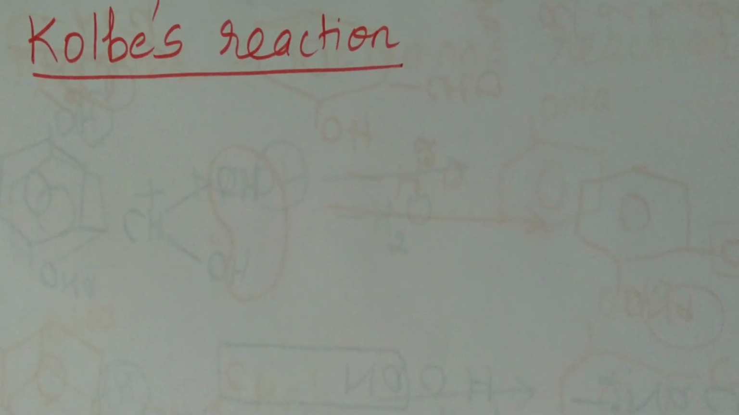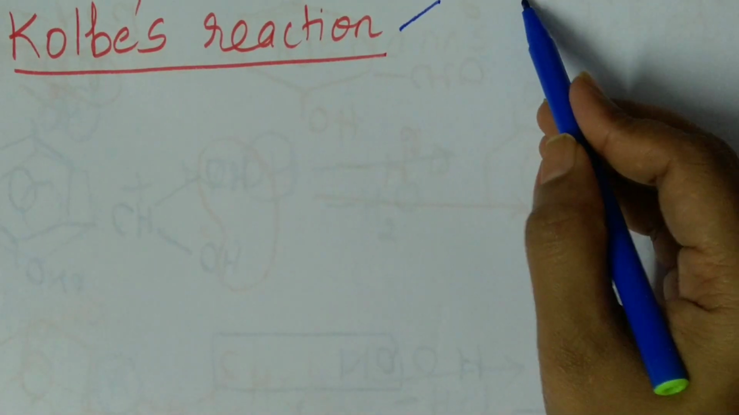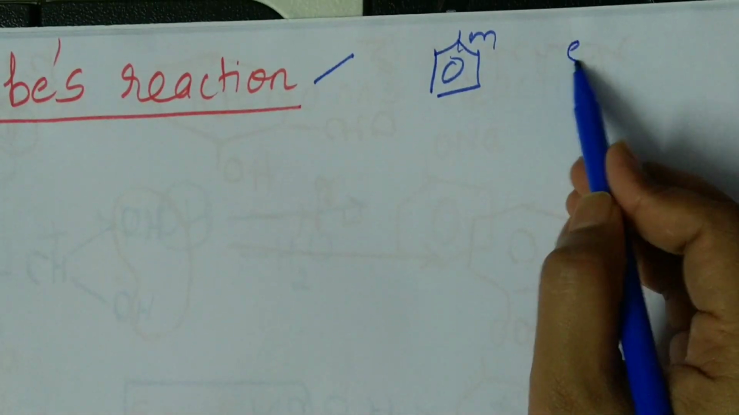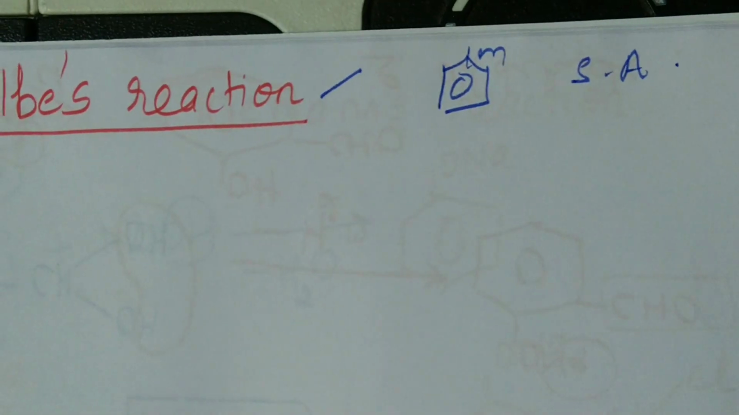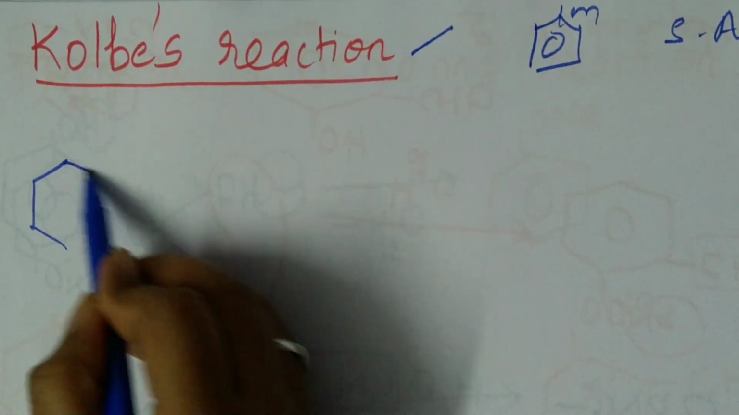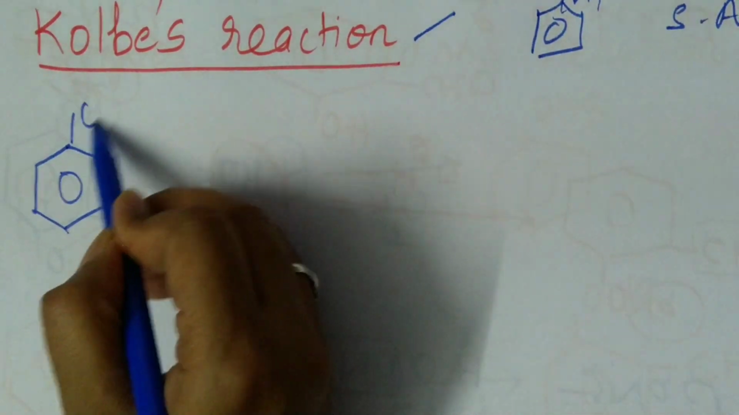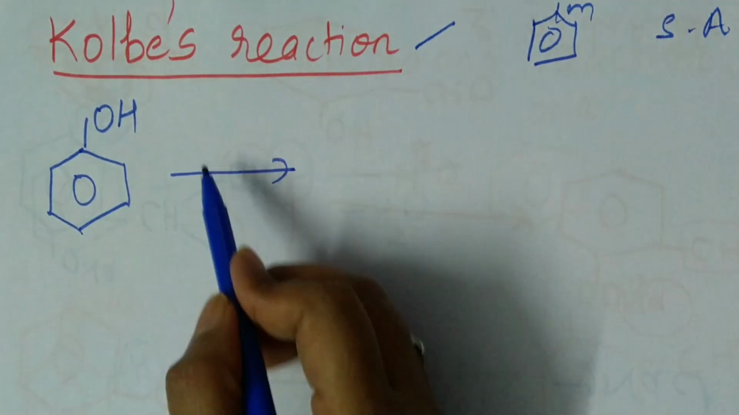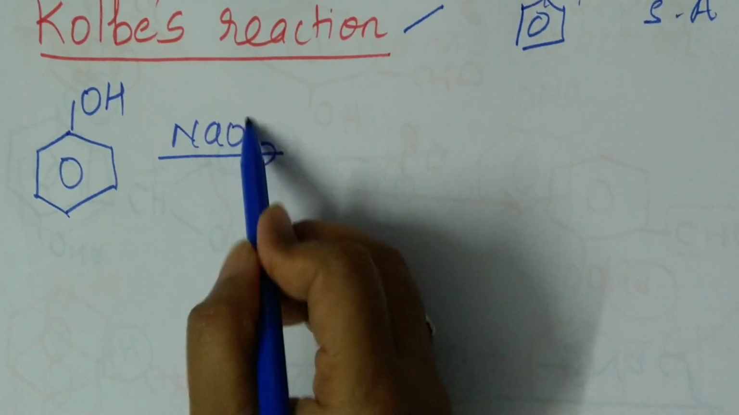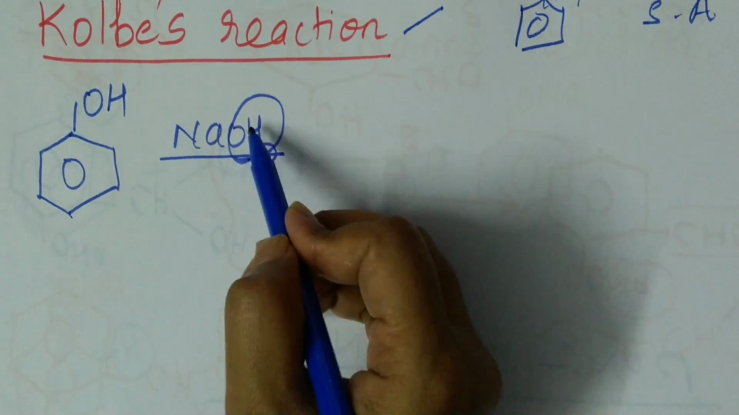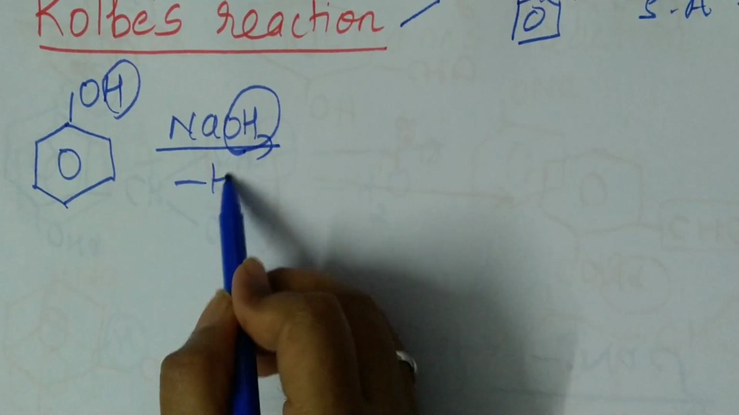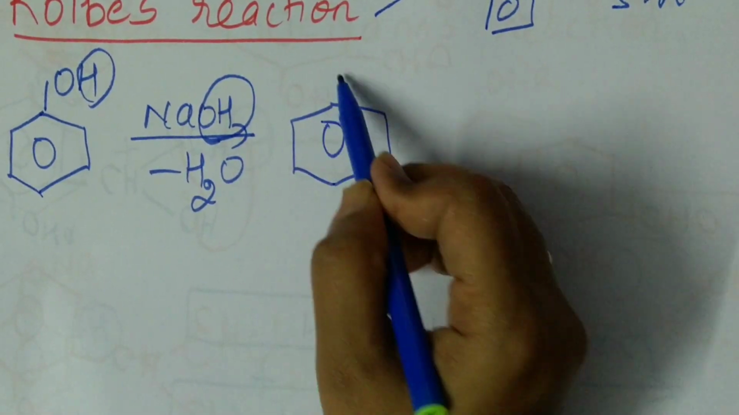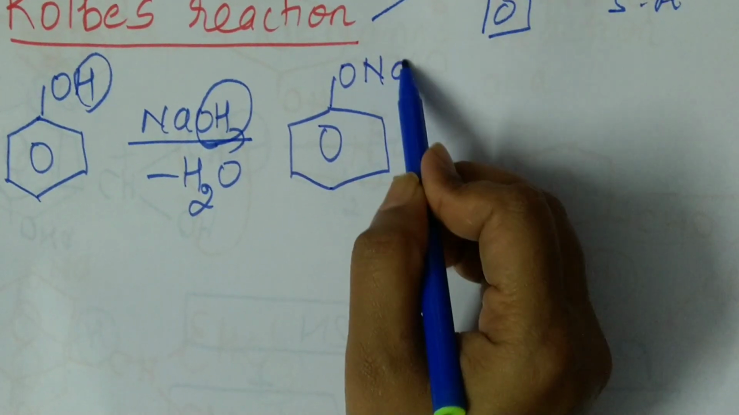Second important reaction is Kolbe's reaction, wherein again we are converting phenol into salicylic acid. Now phenol, which is the reactive group in phenol? OH, very naughty group. So I need to protect this particular group. So react it with NaOH, OH and H go out in the form of H2O. So you end up with sodium phenate.